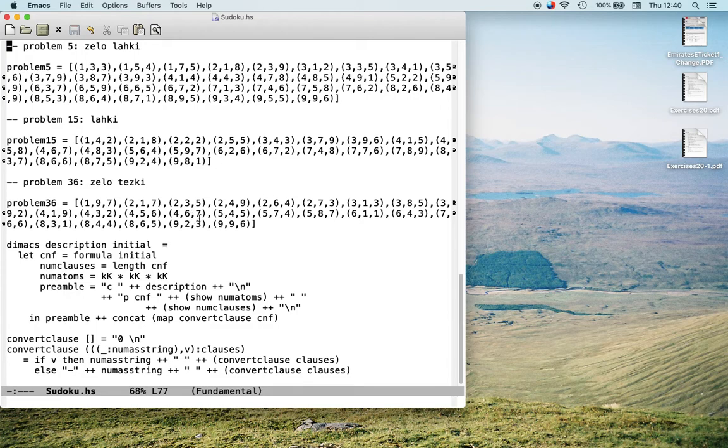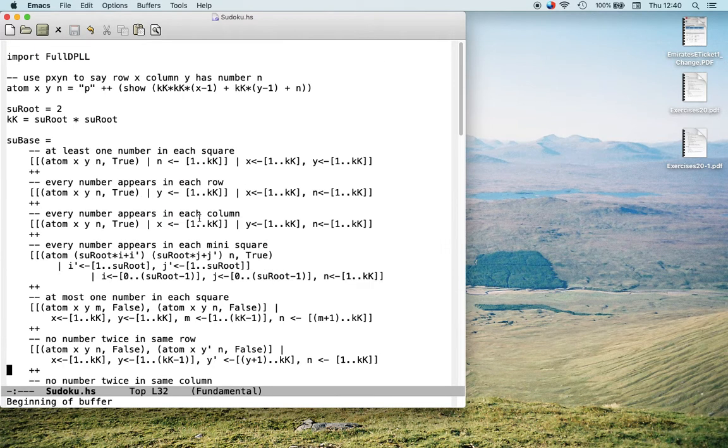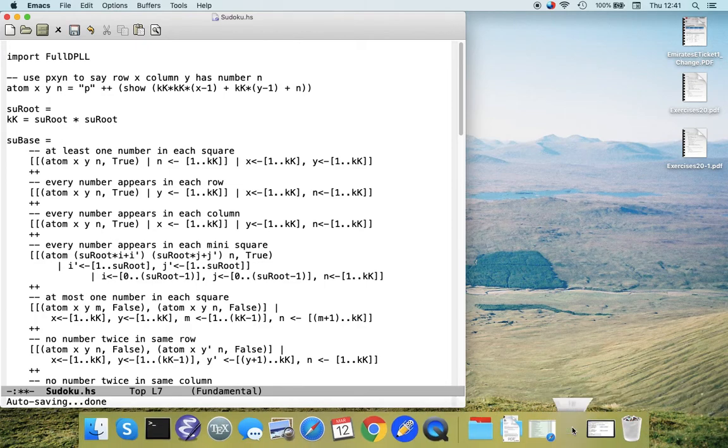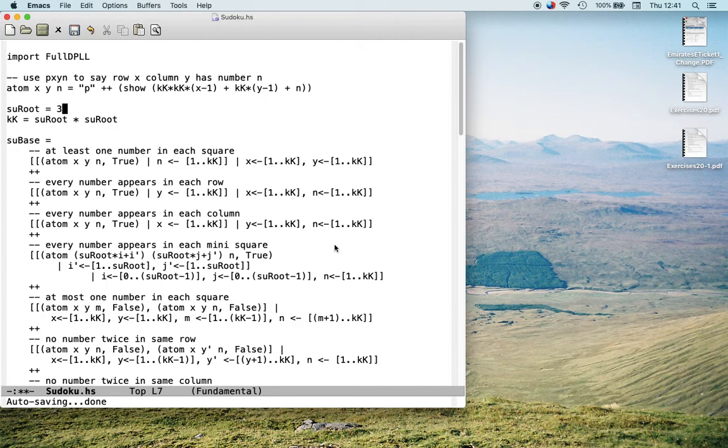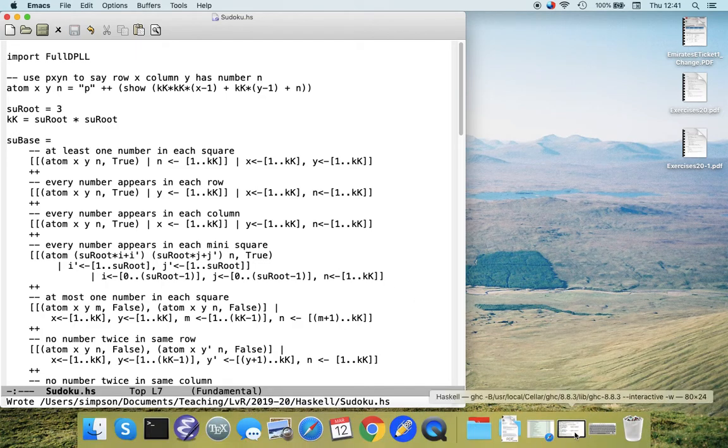So let's do that. In order to do that, I need to change my Sudoku root back to 3 because these are 9 by 9 problems. So let's change that back to 3. My 3 key doesn't work, so let's use this virtual keyboard here. Set that back to 3. I'll save. Now we'll load up.